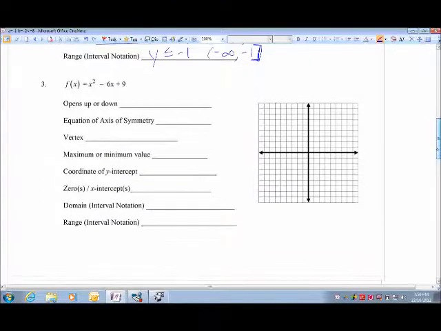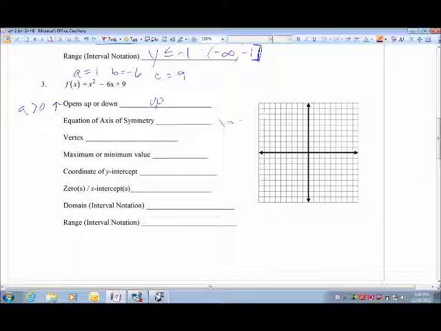Okay, last one of the solving by graphing problems. And I'm going to go a little bit faster, so if you need to pause or rewind, that's okay. But, so a here is equal to 1, b is equal to -6, and c is equal to 9. a is greater than 0, so it's opening up. So we're going to write up there.